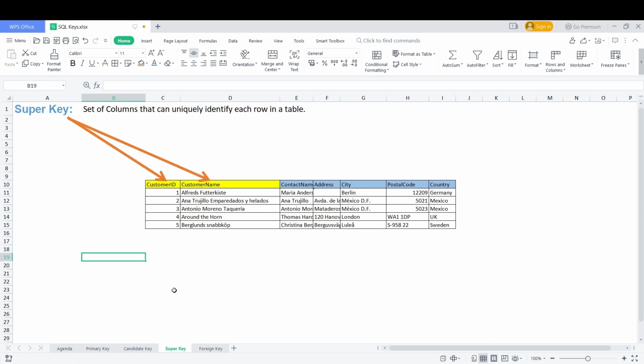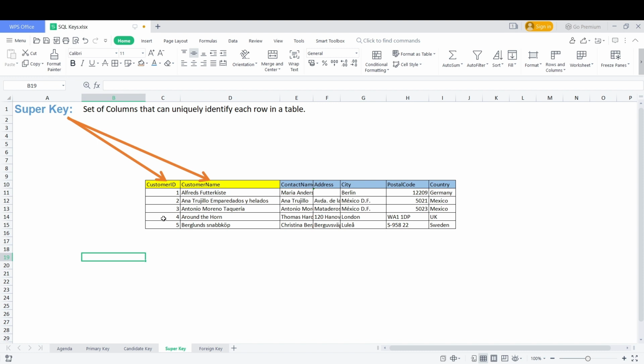Now there is something called super key as well. Okay. So super key is something, it's a combination of two or more columns. Okay. So when you combine two or more columns, it becomes a super key. Okay, and the super key should also not contain any duplicate values.